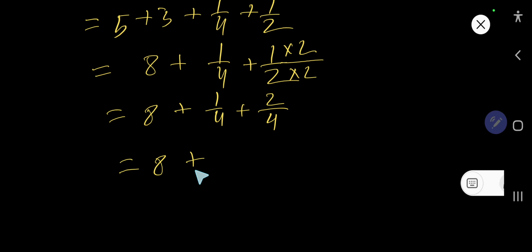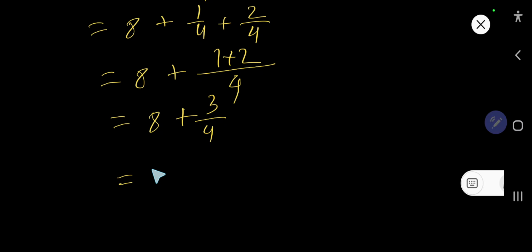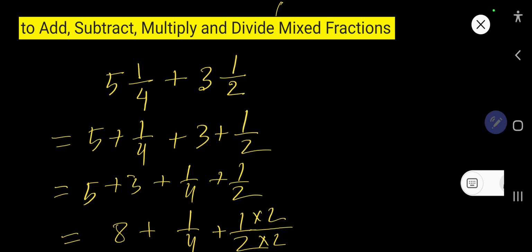Now we need to take the similar denominator once, and then we need to add top numbers 1 plus 2. So 8 plus 3 over 4. 8 plus 3 over 4 means, look, 8 and 3/4. So this is the answer, and this is the one method of adding two mixed numbers. So let me show you the second method.